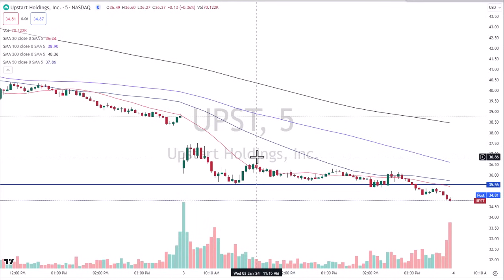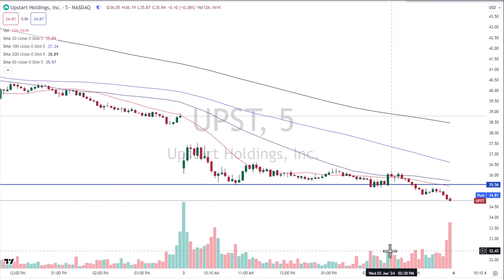Doesn't look like much on this 5-minute chart, but you could see here the high was 36.60, the entrance was 35.56. That's $1 on a $35 stock. That's 3% in a matter of minutes. Just to whittle it down to look at it from another perspective.